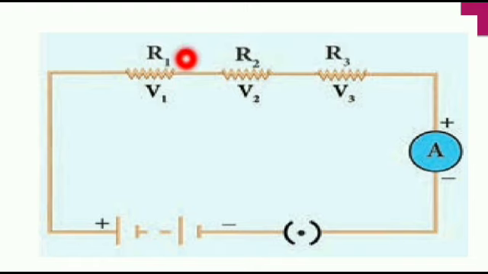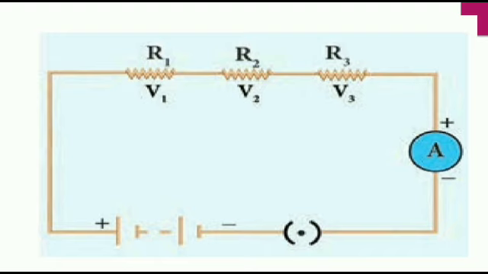See here, R1 resistor, R2 resistor, R3 resistor. The R1 resistor end is connected to one end of the R2 resistor, the other end of R2 is connected to one end of the R3 resistor, and the other end is connected to the negative terminal of the battery. One end of R1 is connected to the positive terminal of the battery through a key and an ammeter. The ammeter measures the amount of current in the circuit, the key S is used to stop and allow the current to flow, and the battery delivers the current.